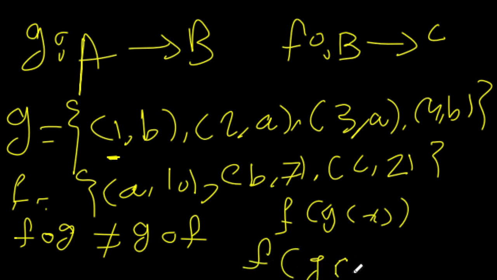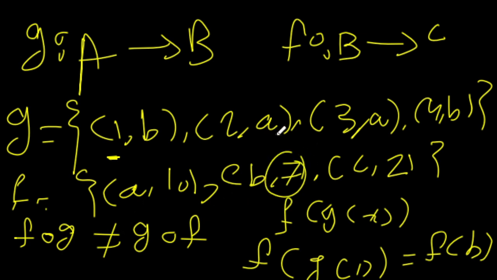So what we need to start with is f of g of 1, and this is basically f of b. And how much is f of b under the function f? f of b is 7. So now I will make pairs: 1 and 7. This is the first pair I managed to do.